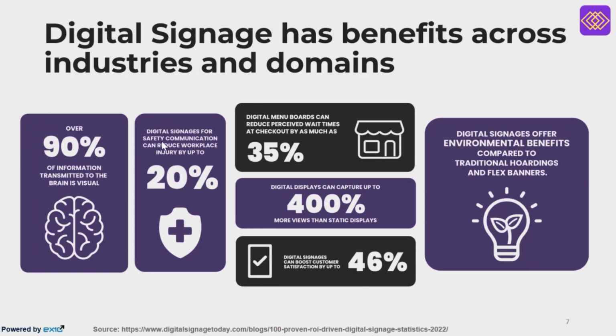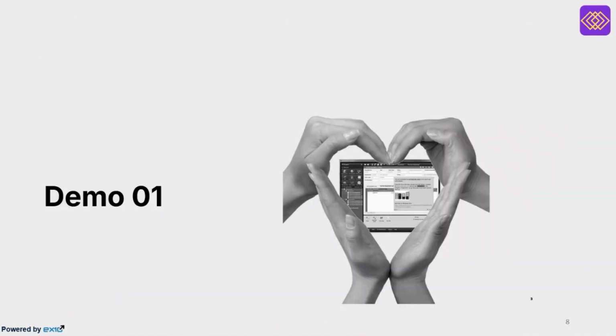Look at the second one: there can be a 20% reduction in injuries if digital signage is used for safety communication. Look at the third one: digital menu boards can reduce perceived wait times at checkout by 35%. Similarly, digital displays can capture up to 400% more views. Digital signage can boost customer satisfaction by 46%. So that's huge. The benefits are huge. So let's go into the demonstration now.